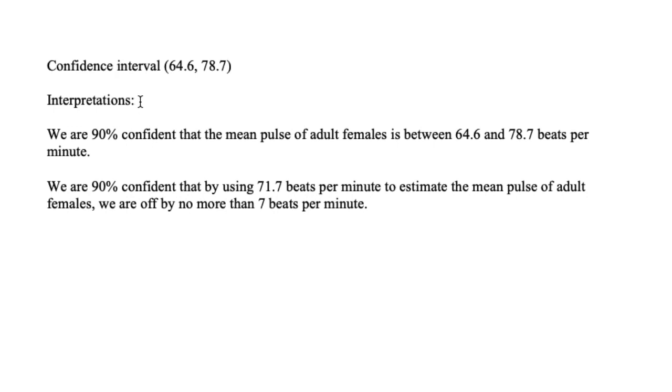So I just want to show you how to interpret this correctly. Here are a couple ways. We are 90% confident that the mean pulse of adult females is between 64.6 and 78.7 beats per minute. Another way, using the margin of error, is we are 90% confident that by using 71.7 beats per minute to estimate the mean pulse of adult females, we are off by no more than 7 beats per minute.